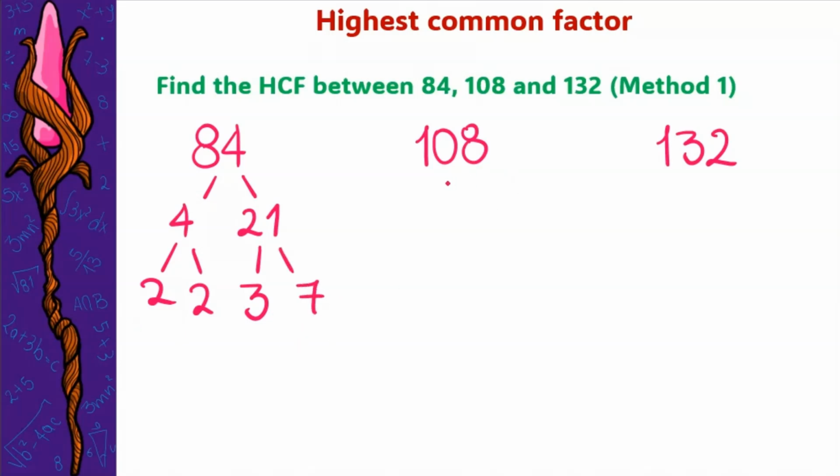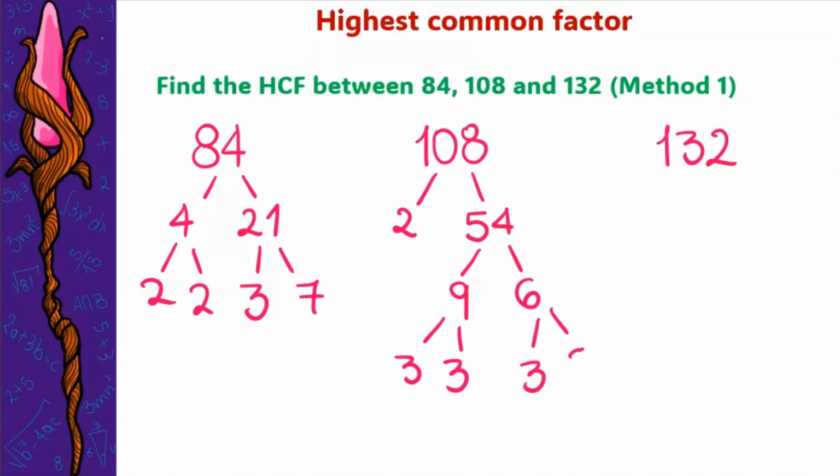Let's check this one. This one is pretty big, so I'm going to cut it in two parts. Half of 108 is 54. And I know 9 times 6 is 54. So I'm going to put 9 and 6. Finally, 9 is 3 times 3, and 6 is 3 times 2. So I have the prime numbers.